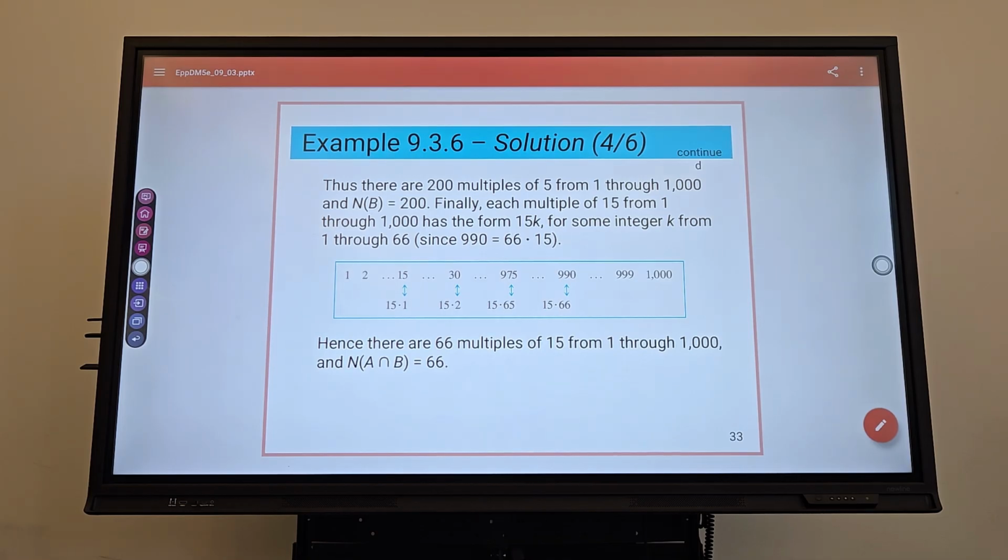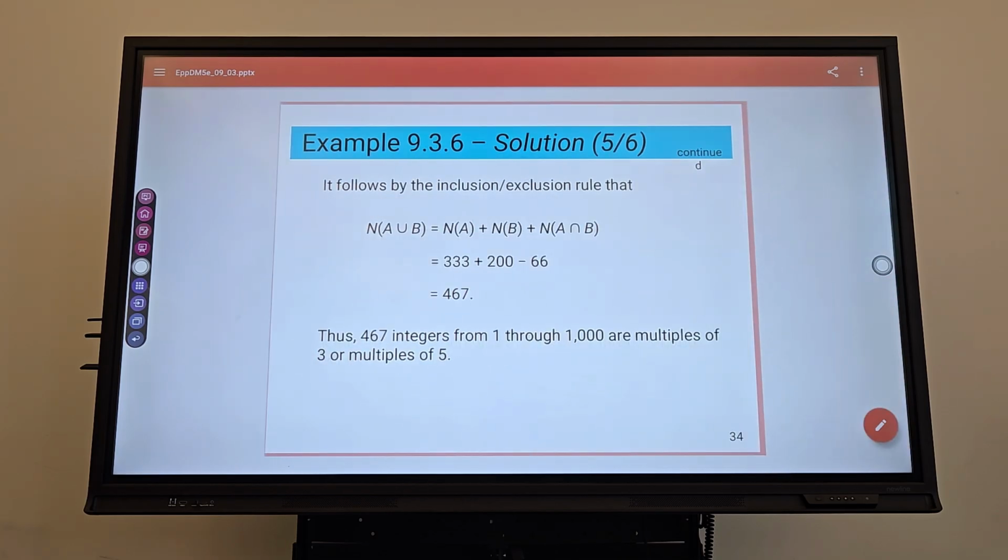Finally, each multiple of 15 from 1 through 1000 has a form of 15k for some integer k from 1 through 66. Hence, there are 66 multiples of 15 from 1 through 1000, and n of A intersect B is equal to 66. Now, just ignore the typo here.